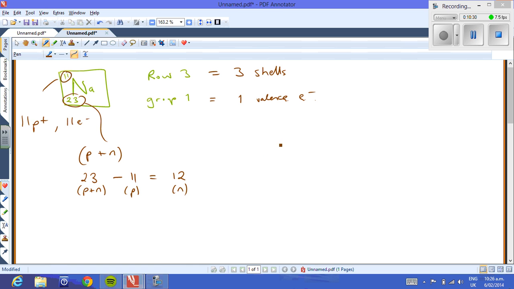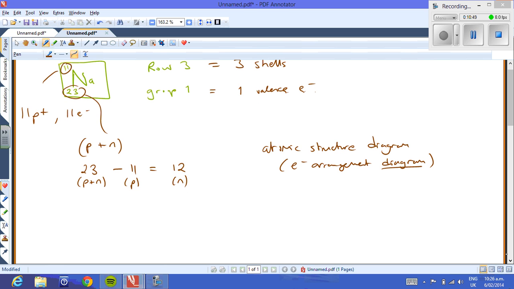Now what we're going to do is draw an atomic structure diagram. Also, you could refer to it as an electron arrangement diagram. I stress the word diagram because there is a difference between writing the electron arrangement for an atom and drawing the electron arrangement diagram. The electron arrangement diagram is going to be a nucleus which has 11 protons and 12 neutrons inside it. So we just write 11p and 12n, and put a circle around that. That represents the majority of the mass of the sodium atom, and this is the nucleus.